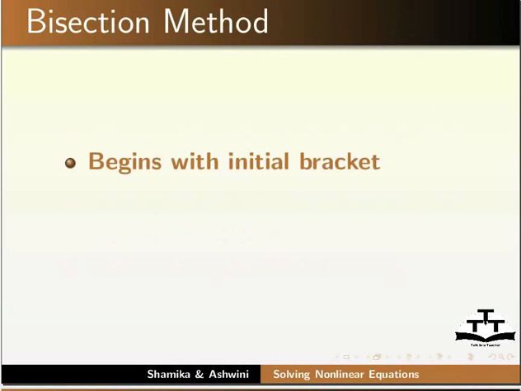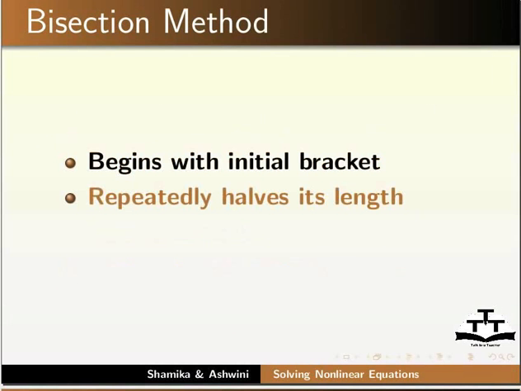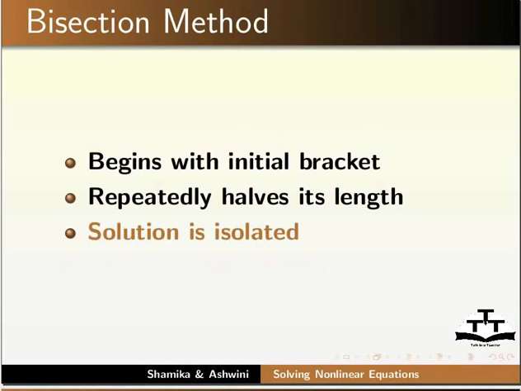We begin by studying bisection method. In bisection method, we calculate the initial bracket of the root. Then we iterate through the bracket and half its length. We repeat this process until we find the solution of the equation.